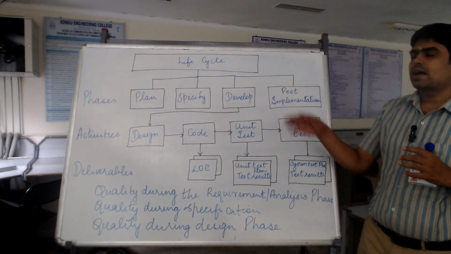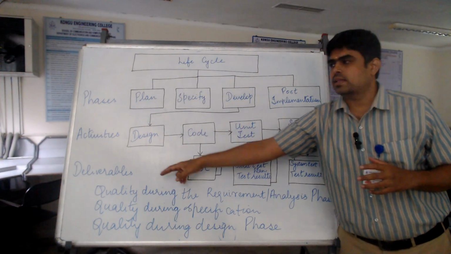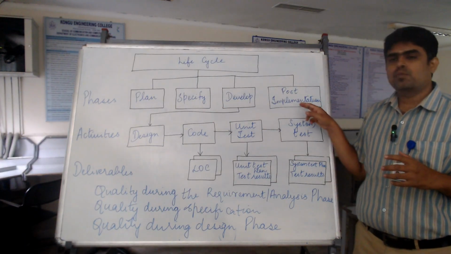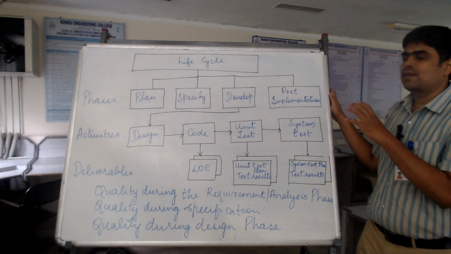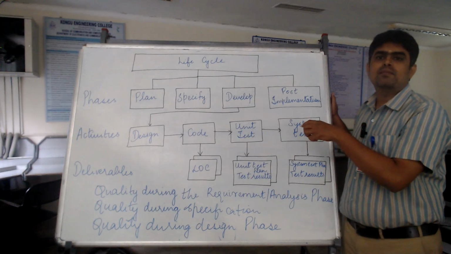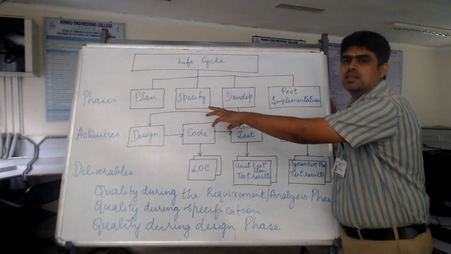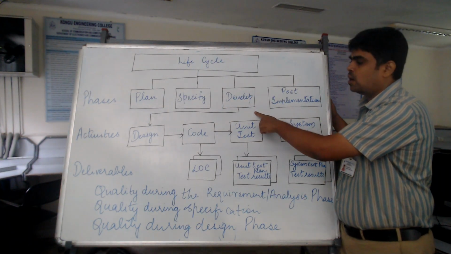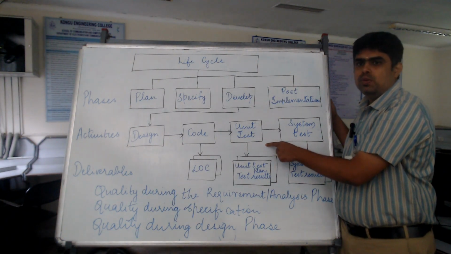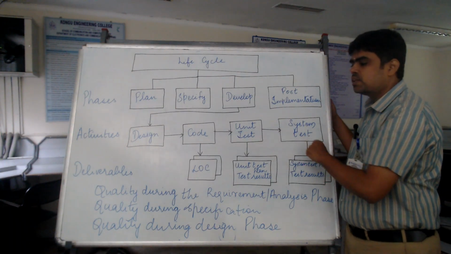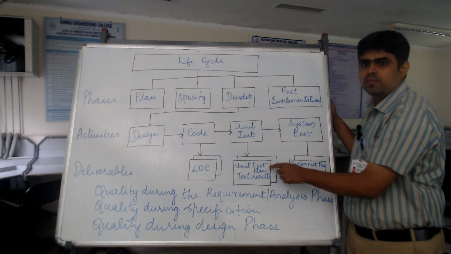In this life cycle, we have converted these 6 phases into phases, activities, and deliverables: plan, specify, develop, and post implementation. We are going for this kind of life cycle because testing will happen inside each and every phase. Plan and specify are independent phases, and the development phase is organized with design and coding. The coding undergoes unit test and then system test. Each test is taken care of with the help of the unit test plan and system test plan.